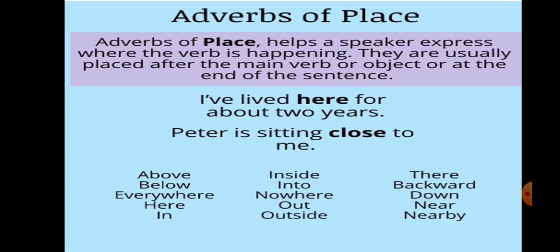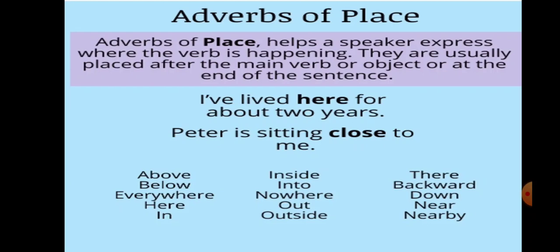Example, I have lived here for about 2 years. The word here is an adverb of place. It answers the question where the action is done, where the subject I have lived. Next sentence, Peter is sitting close to me. The word close is an adverb of place. It tells us where Peter is sitting. Peter is sitting close to me.